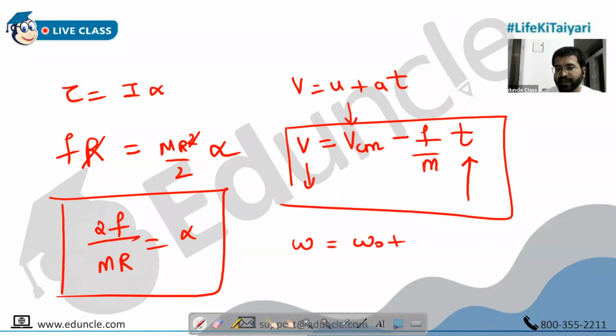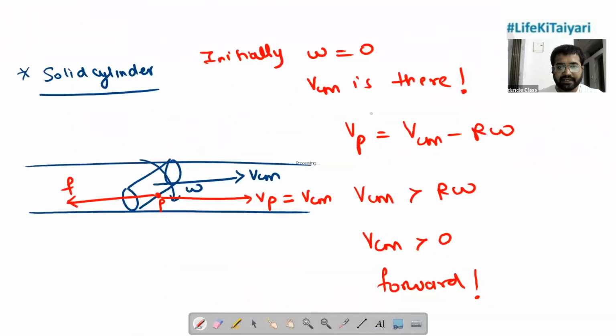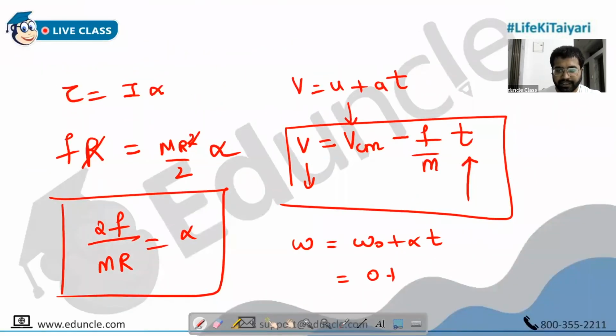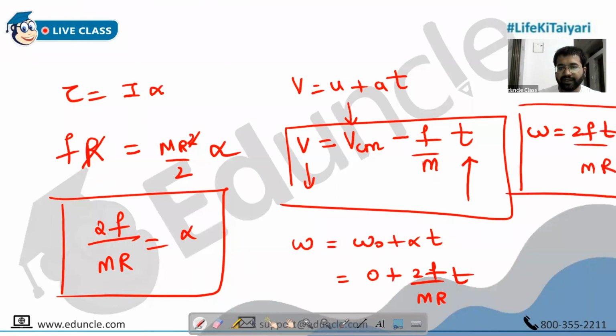Omega is omega naught plus alpha t. Very similarly to this kinematical equation, we have another kinematical equation. Now, omega naught was zero. There was no initial angular velocity given to you in the question. Initially, omega is zero. Next, alpha you just found out: 2F upon Mr into t. So what happens to omega, people? Omega becomes 2Ft upon Mr.